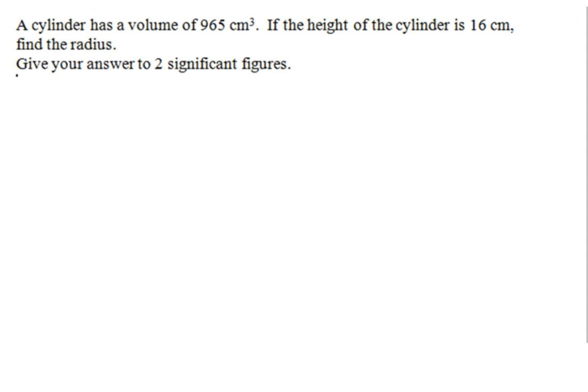Okay, moving on. A cylinder has a volume of 965 centimeters cubed. The height is 16, and you have to find the radius. Give your answer to 2 significant figures. So again, write the formula. Volume equals pi r squared h. Now we write what we know. So we know the volume, 965 equals pi r squared, where we don't know the radius, times 16. Now you can tell you've got to rearrange.